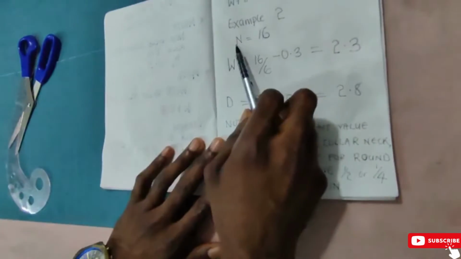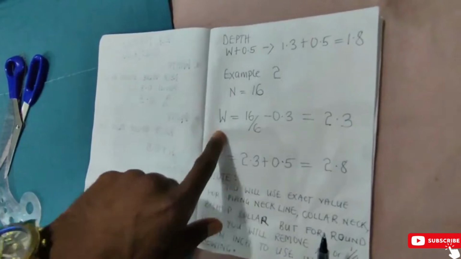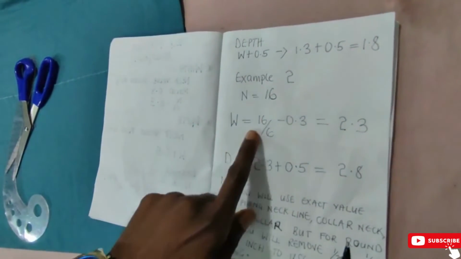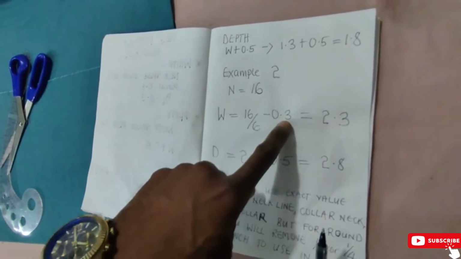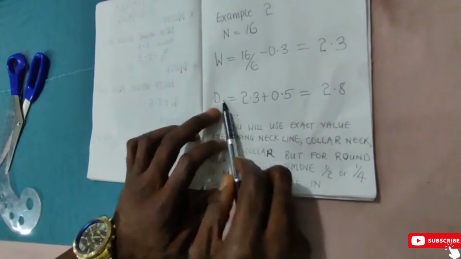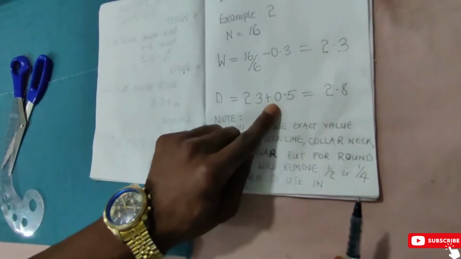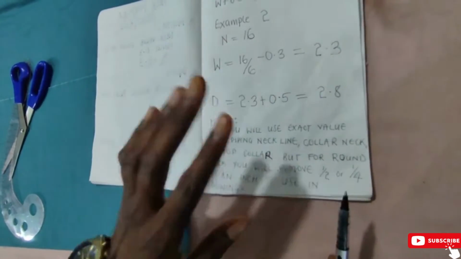Now, this is the second example. Let's say you measure someone's neck 16. To get the width of neck 16, it is 16 divided by 6 minus 0.3, which will give you 2.3. Then the depth value is 2.3 plus 0.5, which is 2.8 inches. I'll show us that now.